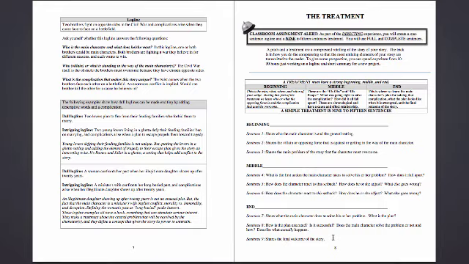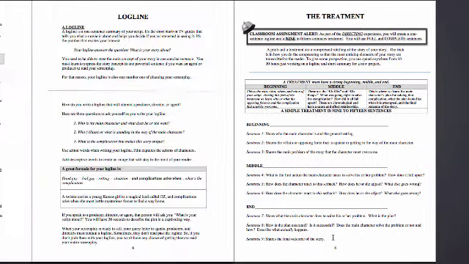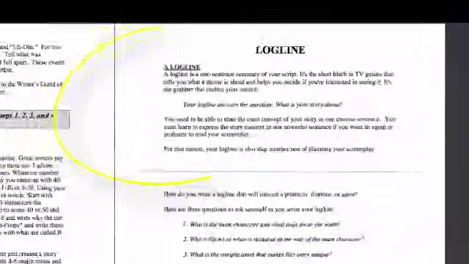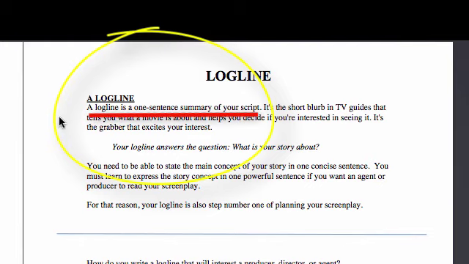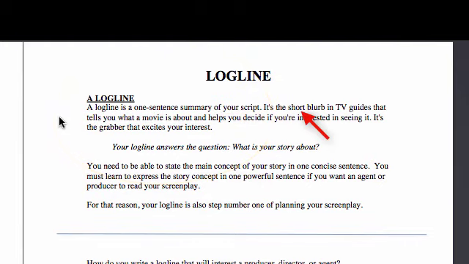Once you've done this, it's actually easier now to go back and write the logline. Remember, the logline is a one-sentence summary of your script. It's the short blurb in the TV guide that tells you what the movie's about and helps you decide if you're interested in seeing it. And it's that one sentence that will hopefully grab and excite your reader so that they'll give you money.